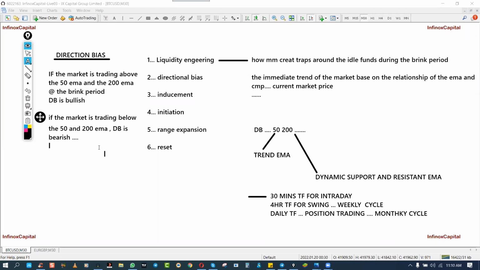Now, invariably, if you feel comfortable on the 30-minute time frame, fine. If you feel comfortable on the 15-minute, fine. If you feel comfortable on the 5 minutes, fine. But the choice of what time frame you use, I don't want to enforce it at this point. But this is how I do my thing.